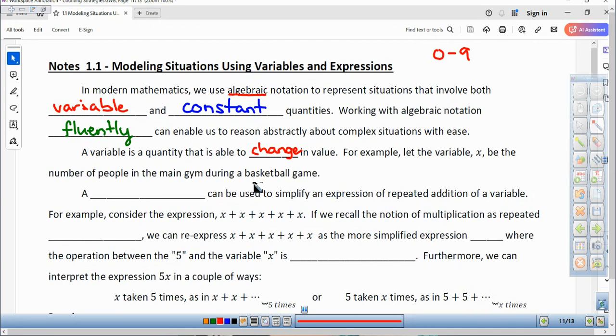So the number of people in that gym does not remain the same. All right, so here's another vocabulary word. We're going to use this one a lot. It is a blank that can be used to simplify an expression of repeated addition of a variable. Okay, and this only happens with a variable. We don't call it this if it's not telling us about the repeated addition of a variable.